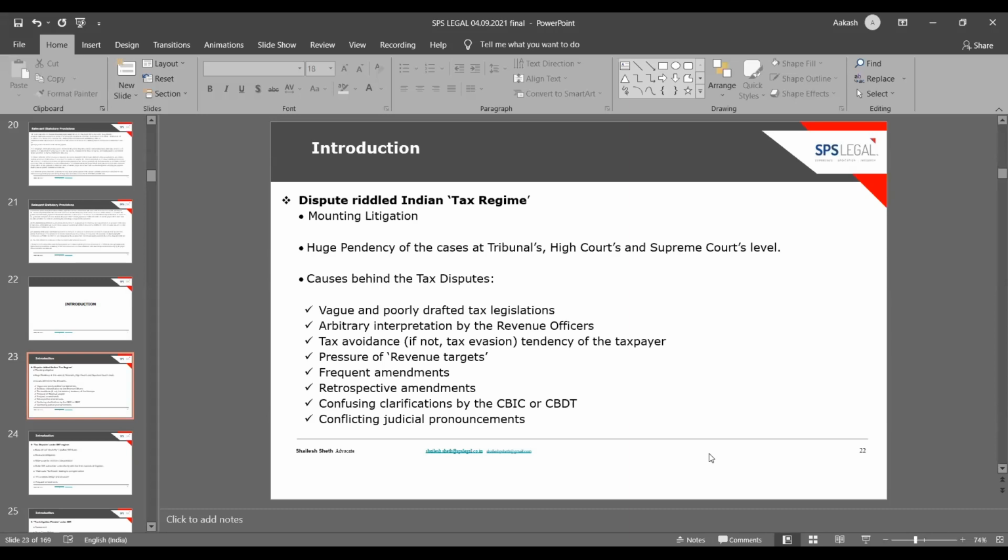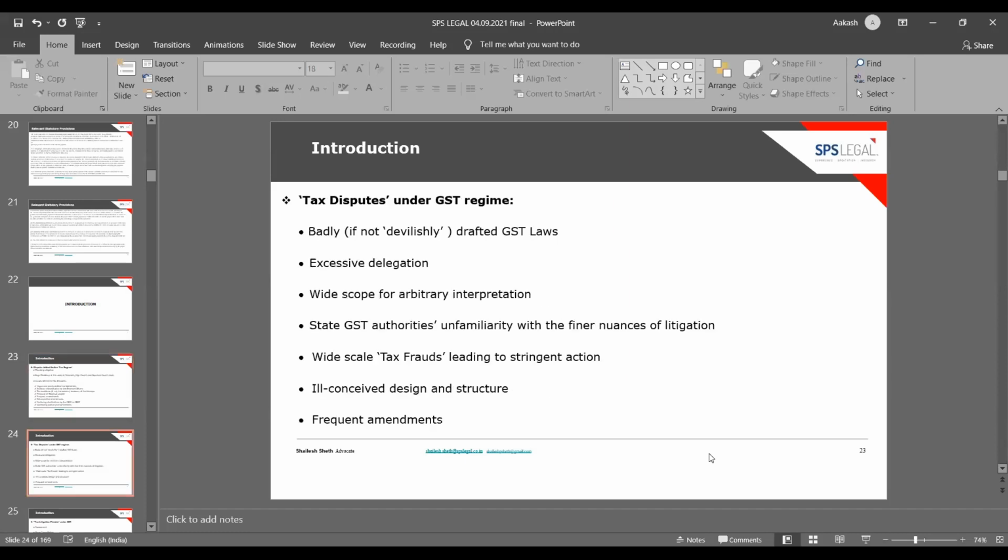And then confusing clarifications at times by the CBIC, though CBDT is much more cautious, alert and pragmatic on this. But yes, CBIC, quite a few clarifications leave much to be desired. Conflicting judicial pronouncements, and then the excessive delegation which we are making, particularly coming back to the GST regime, the badly drafted GST laws. I have always been maintaining GST is a poorly misconceived, hastily implemented, badly misunderstood, and arbitrarily implemented law.